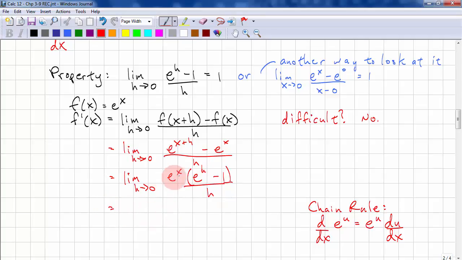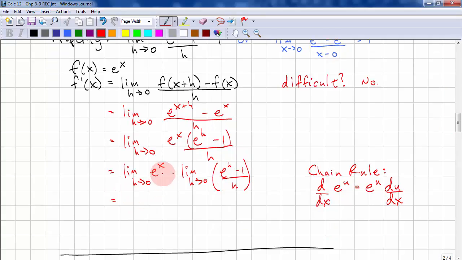Since there's no h's involved, we can bring this to the outside. But we'll just take the limit anyways. And this is a multiply. Limit, h goes to 0, and we're left with e to the h minus 1 over h. This simply becomes e to the x. Again, h is not involved, so we just evaluate it.